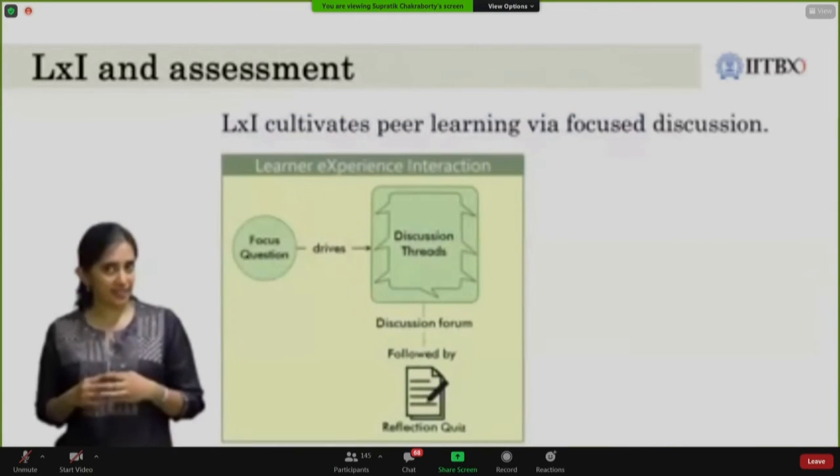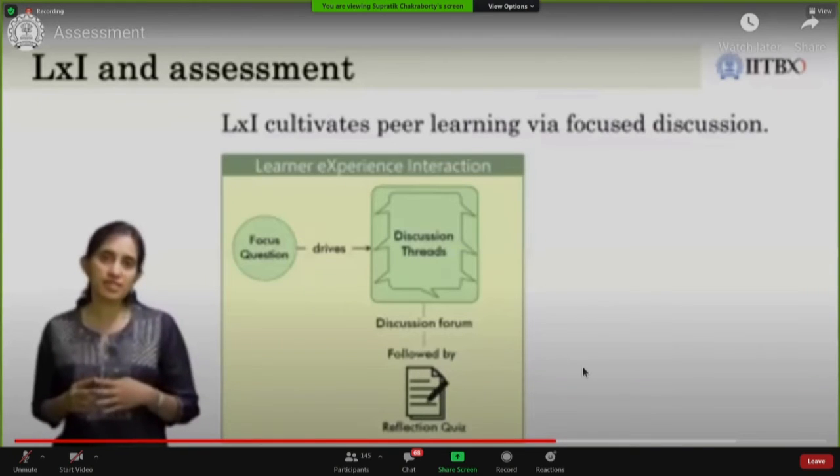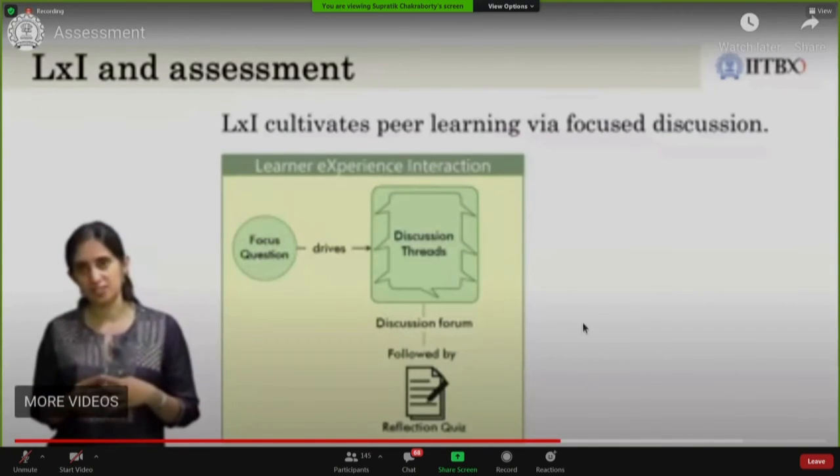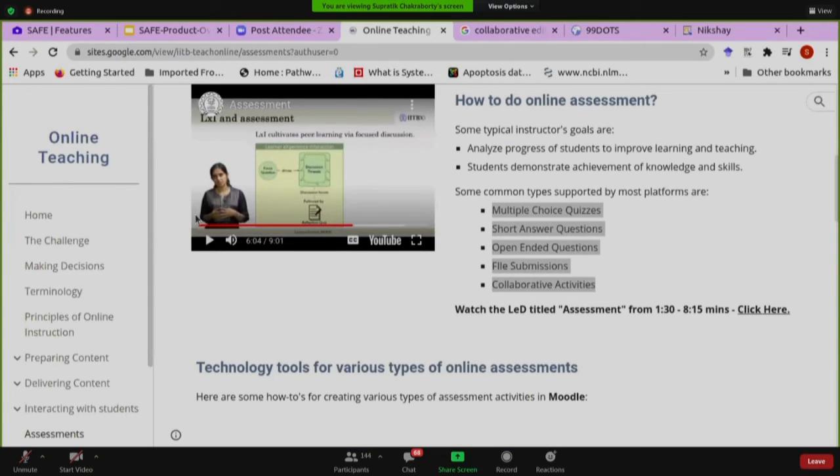Let's now move on to LXI, learning experience interaction, whose purpose is to cultivate peer learning by a focused discussion. So I'll stop here. We won't go through the entire thing, with the request that all of you please go through it. And I think Professor Sahana has explained very nicely how through the learner experience interactions and learner experience trajectories also we can do assessment. I just want to point out a couple of things here: when you are trying to embed your assessment within these four activities, learning dialogues, learning by doing, the learner experience interactions, which are like discussion forums, and the trajectories where you're giving additional resources for students to follow.